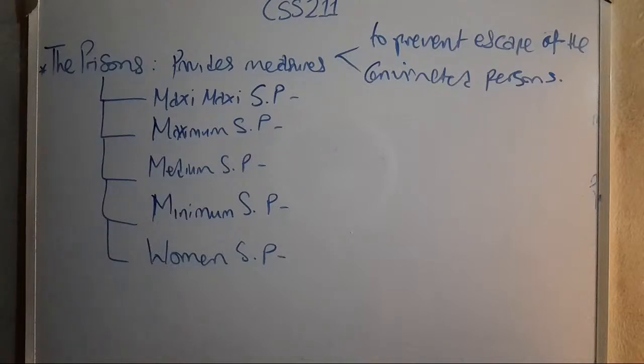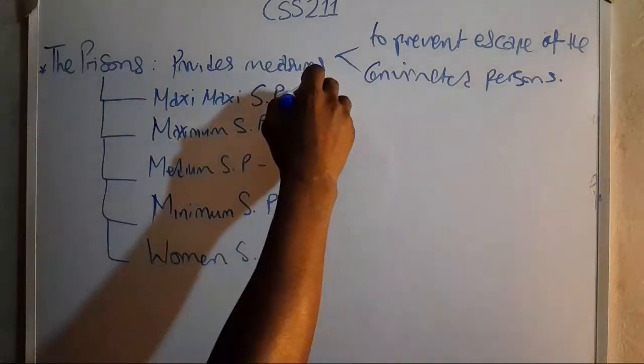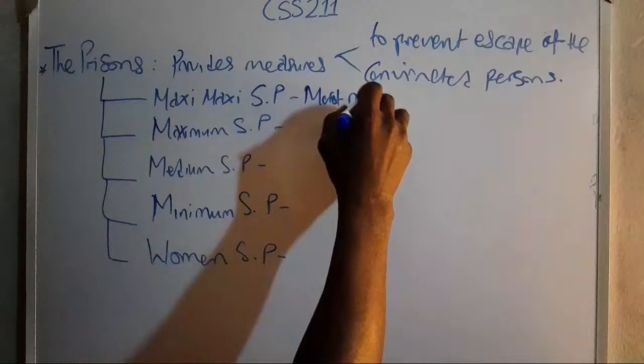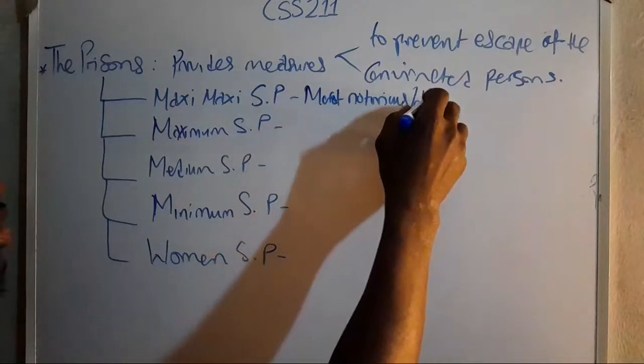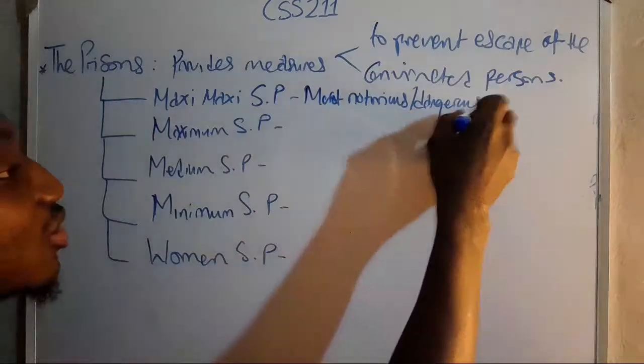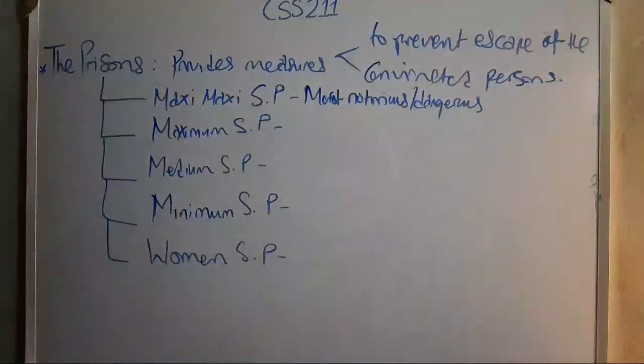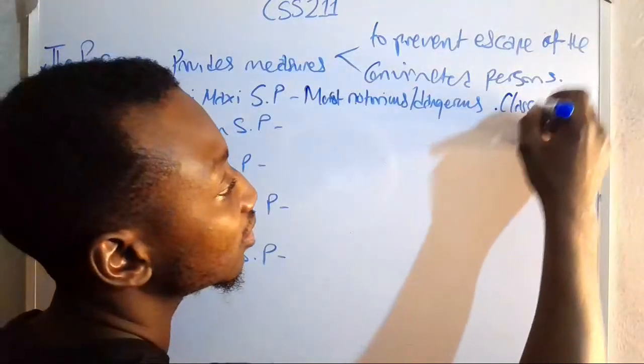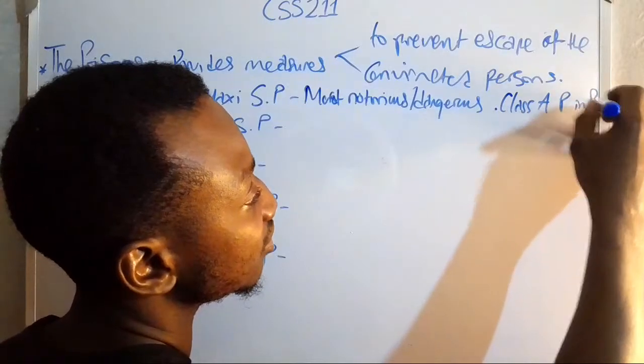Now the maximum security prison is a prison for the most dangerous criminals. This is otherwise known as the category A prison classification in Britain. Most notorious, dangerous criminals, and is known as class A prison in Britain.